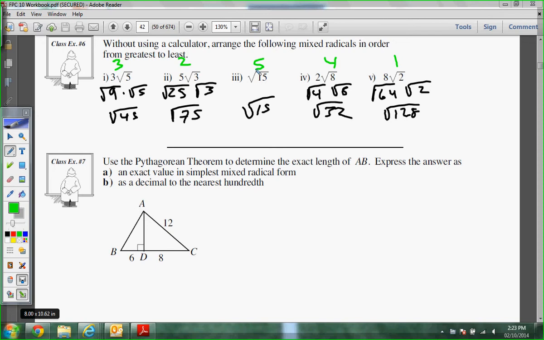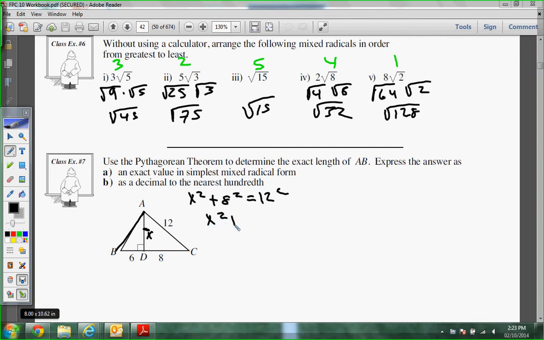All right, home stretch. Use the Pythagorean theorem to determine the exact length of AB. Express the answers as an exact value in simplest mixed radical form and as a decimal. So we want to figure out what AB is. We need to figure out this side first. So first thing I have to figure out is what AD is. So I'm going to go Pythagorean theorem. We'll call this X. So X squared plus 8 squared equals 12 squared. I'm trying to figure out what X is.